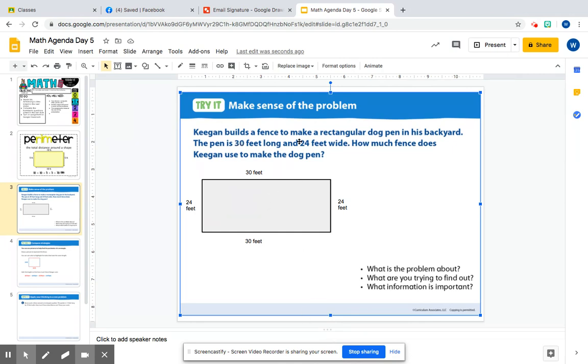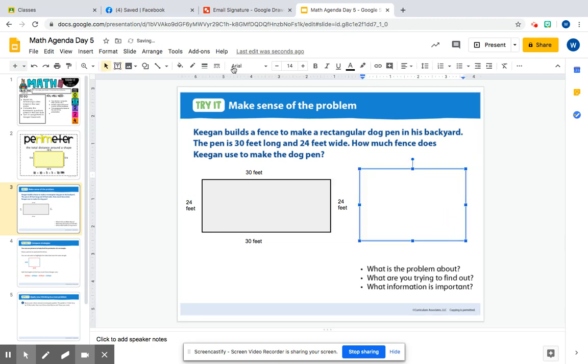So the pen is 30 feet long, 24 feet wide. How much fence does Keegan use to make the dog pen? So we need to find how much fence he needs to go all the way around this dog pen. So in order to do that, we're going to add all of these numbers together. So we're going to create an equation over here. I'm going to make it a little bit bigger so we can see it. All right. So I'm going to start here. And I'm just going to go around to each side until I get all of them in my equation.